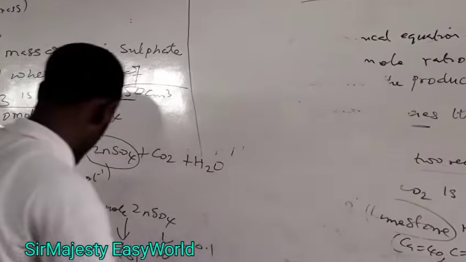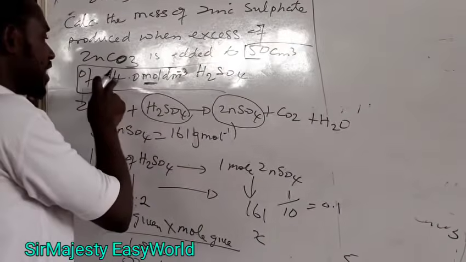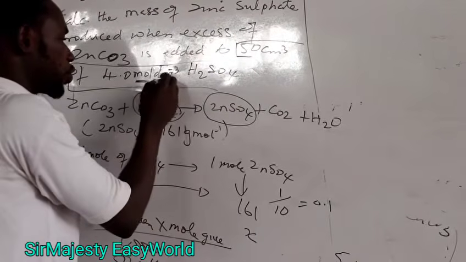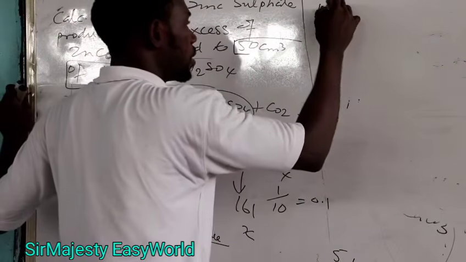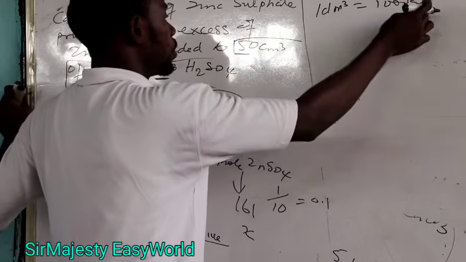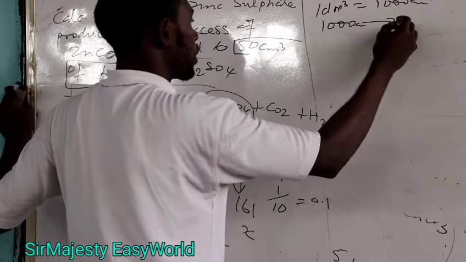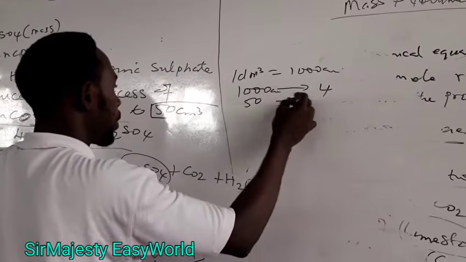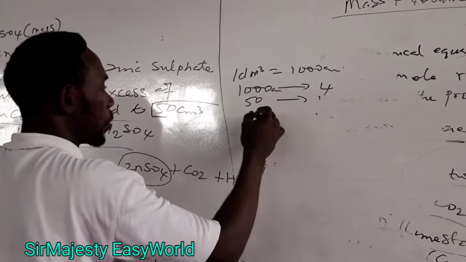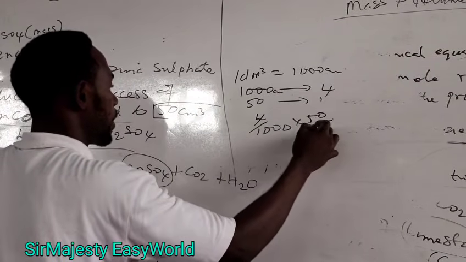But if you must understand how, you write, please, this 4 mole per dm³ means that is 4 moles in 1000. 1 dm³ is equal to 1000 cm³. So what does it mean? It shows that 1000 contains what? 4. 50 will contain what? Automatically 50 will contain 4 over 1000 times 50 over 1.